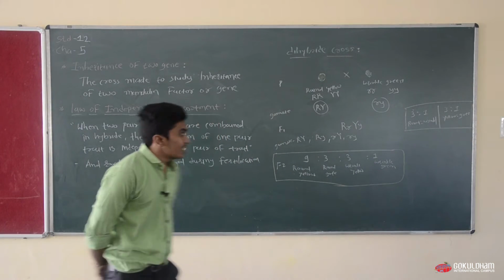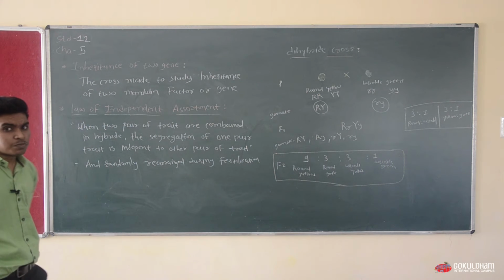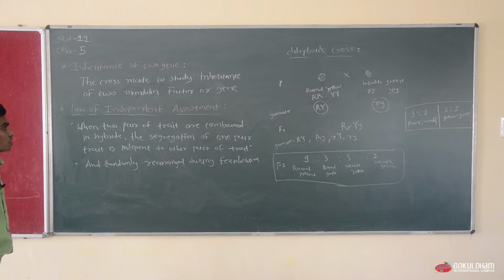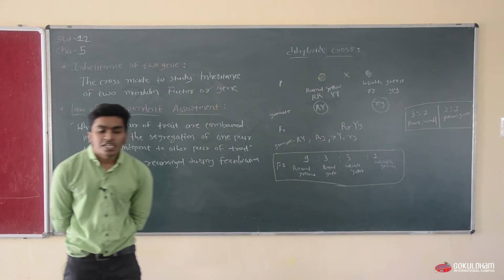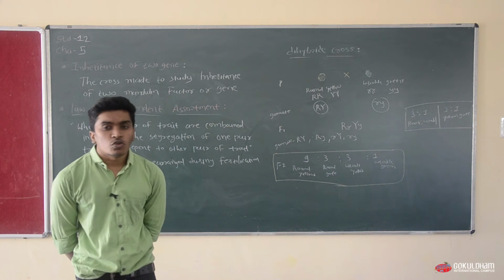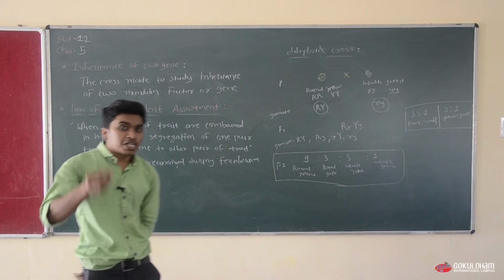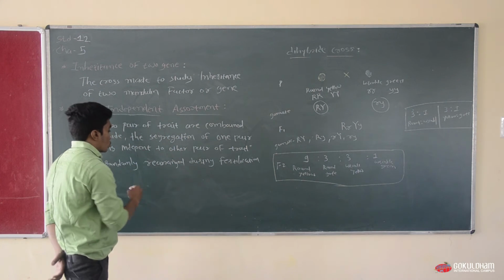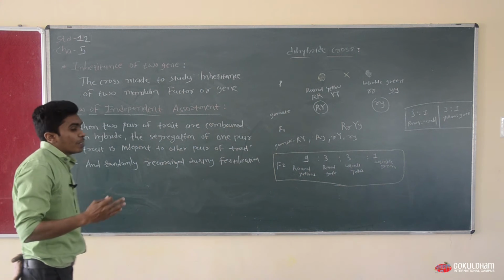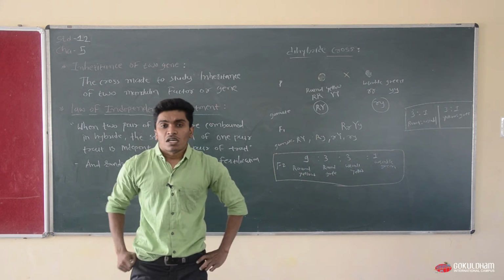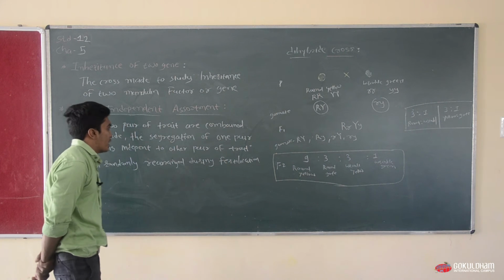So the next point is the inheritance of two genes. The inheritance of two genes means the cross made to study the inheritance of two Mendelian factors or genes, which is also known as a dihybrid cross, that is, a cross to study two characters within the same plant. On the basis of the dihybrid cross, Mendel gave a new principle known as the law of independent assortment.